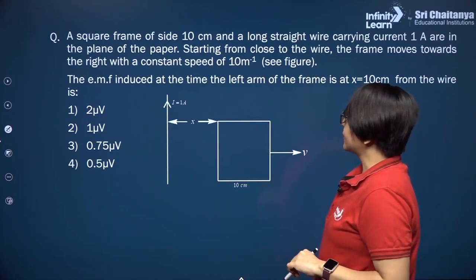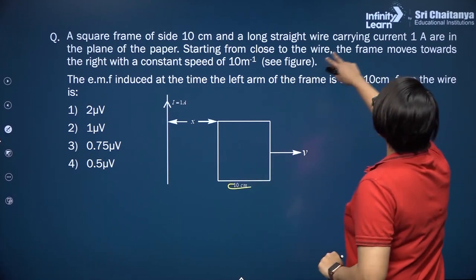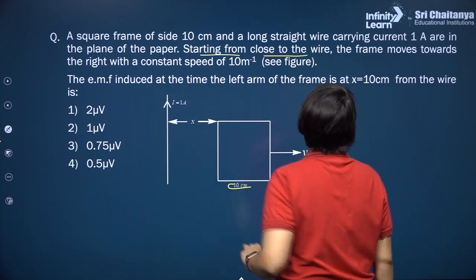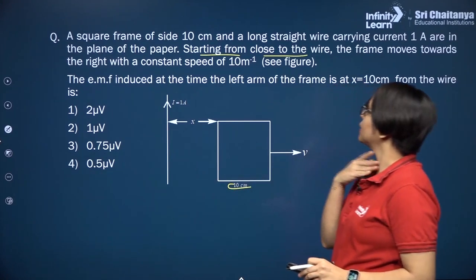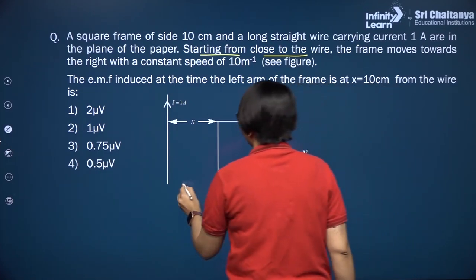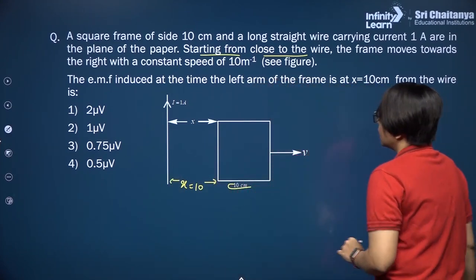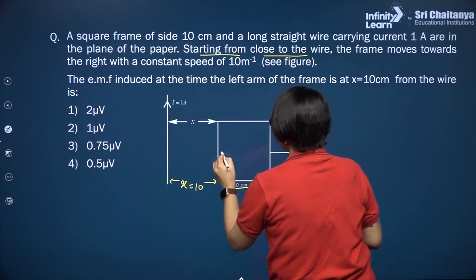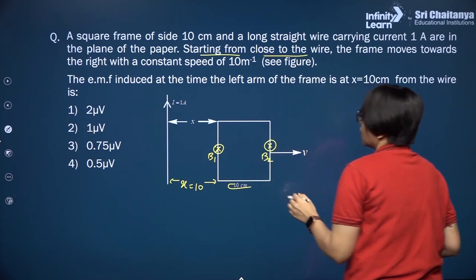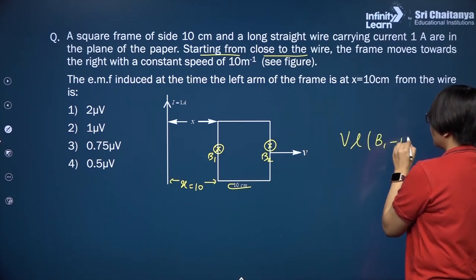Next is, a square frame of side 10 centimeter and a long straight wire carrying current 1 ampere are in the plane of the paper. Starting from close to the wire, the frame moves towards the right with a constant speed of 10 meter per second. The EMF induced at the time the left arm of the frame is at x equals 10 centimeter from the wire is. So here the field will be into the plane. Let's say here it is B1 and at this side it is B2. So basically EMF induced will be vL(B1 minus B2).